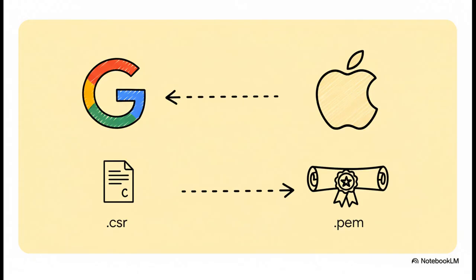So what's actually going on here with these files? It's really just a simple secure exchange. We're handing Apple that .csr file, which is basically our official request. In return, Apple checks it out and gives us back a signed certificate, and that one's a .pem file. That .pem file is the magic ticket. It's what makes that trusted connection official.